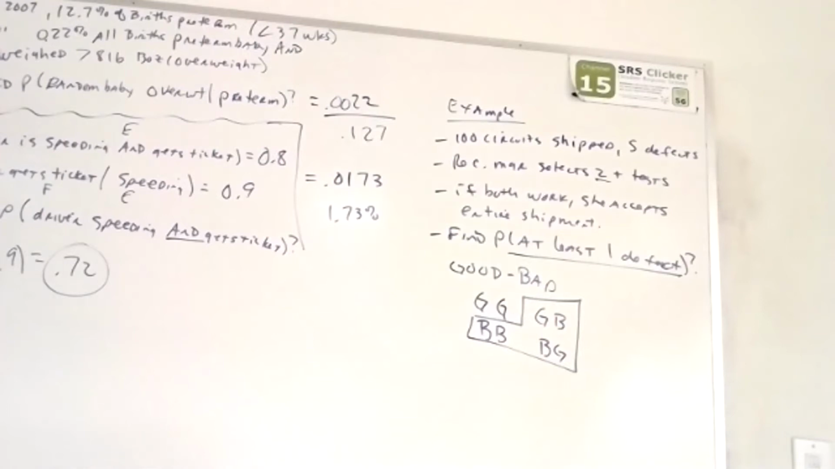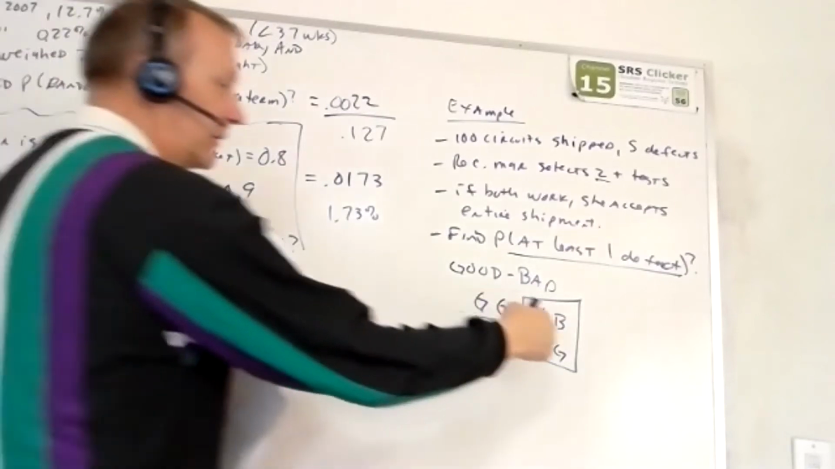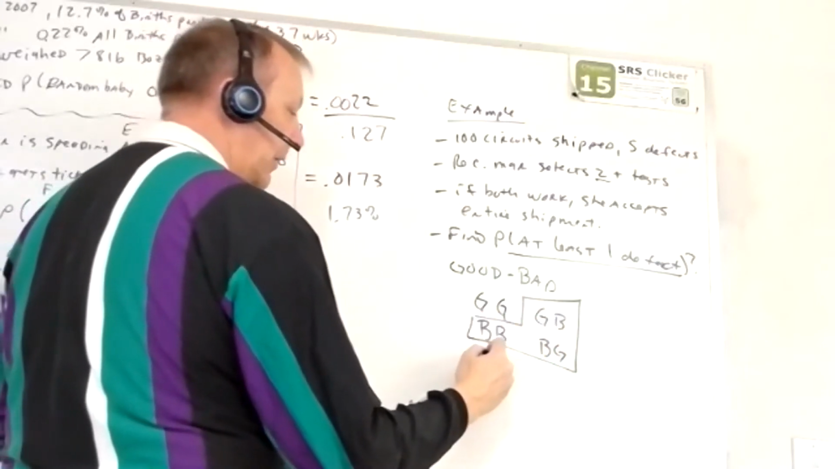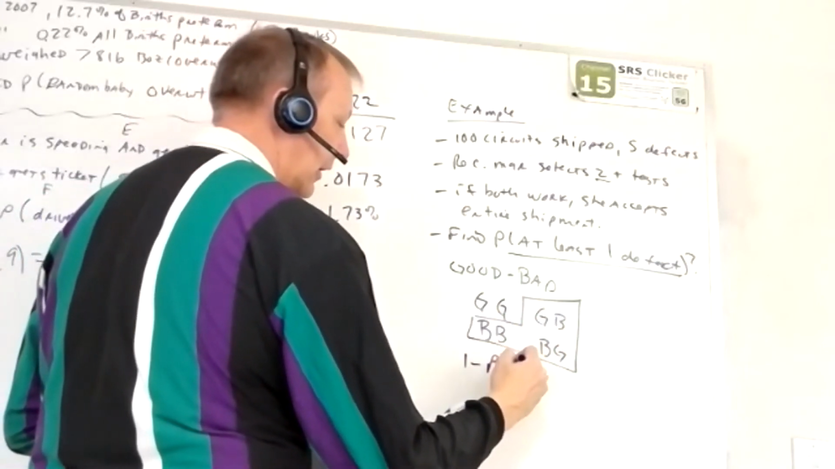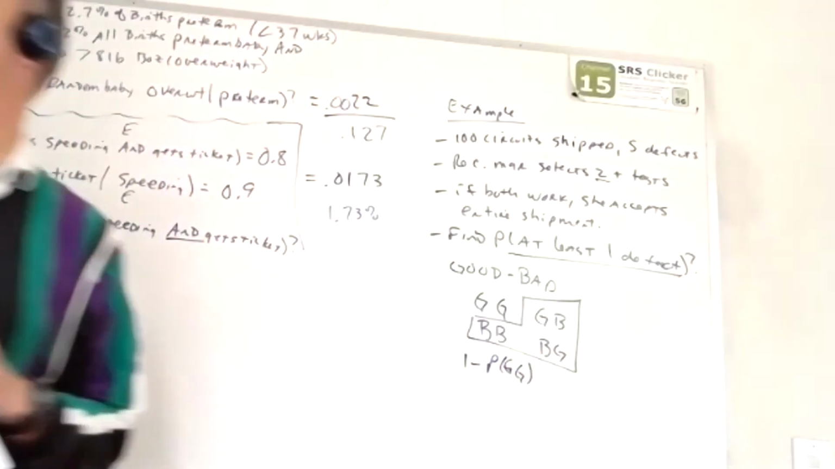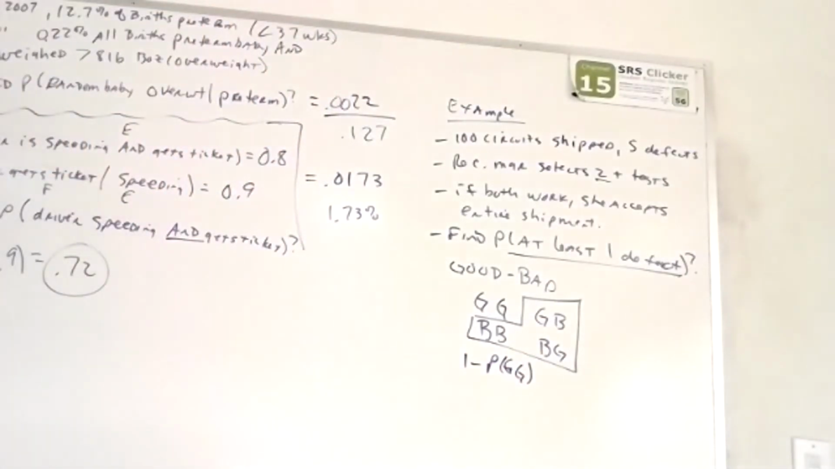Just test the possibility that the first one she picks is a defect. Well, there's 2 ways. I can do all 3 of these, right? Or I could do 1 minus the probability of good, good, right? That would actually be easier, wouldn't it? Okay, so let's think about that.